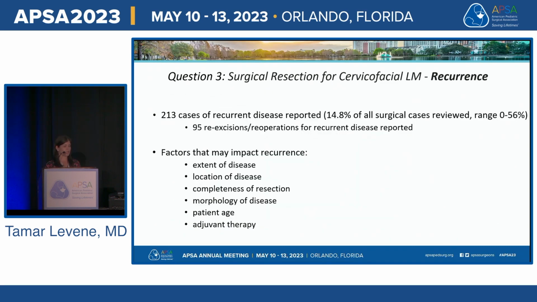There were 213 cases of recurrent disease that were reported. This accounted for about 15% of all of the surgical cases of lymphatic malformations in the cervical-facial region and ranged anywhere from 0 to 56% in the studies that it was reported in. About half of these patients subsequently underwent re-excision or reoperation for recurrent disease. And of course, we have to consider other factors that might impact recurrence, such as those that are listed in the slide above.